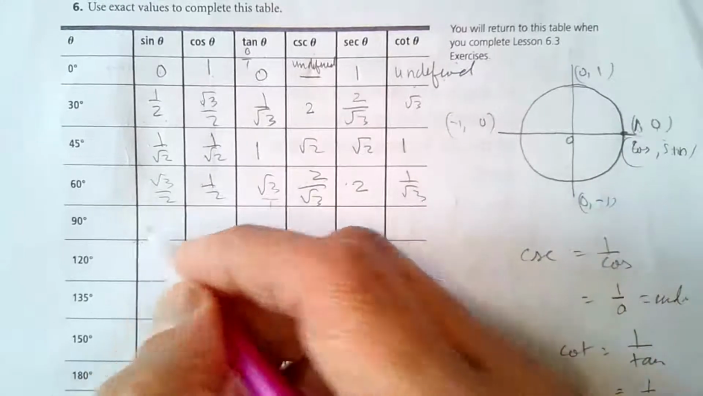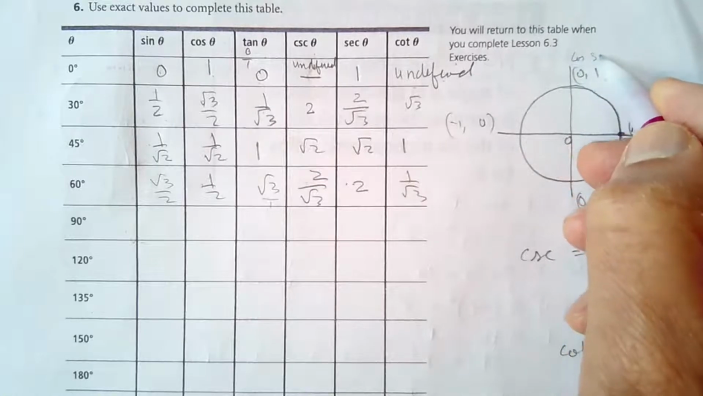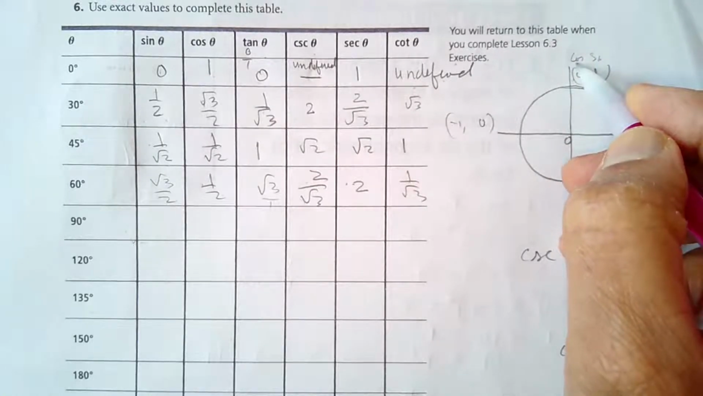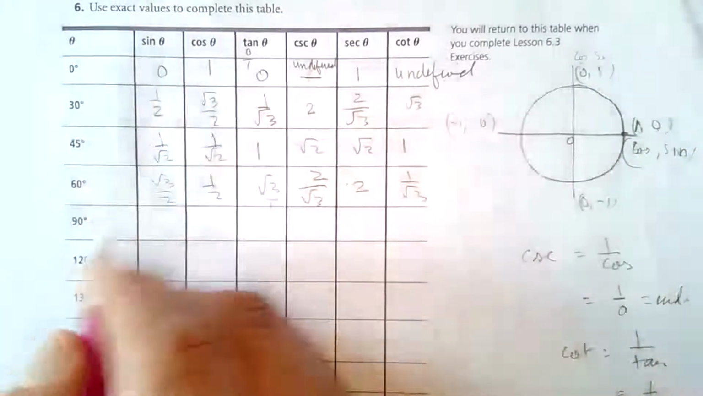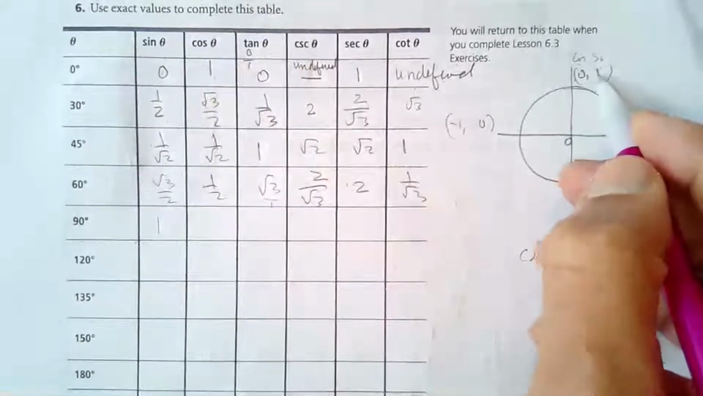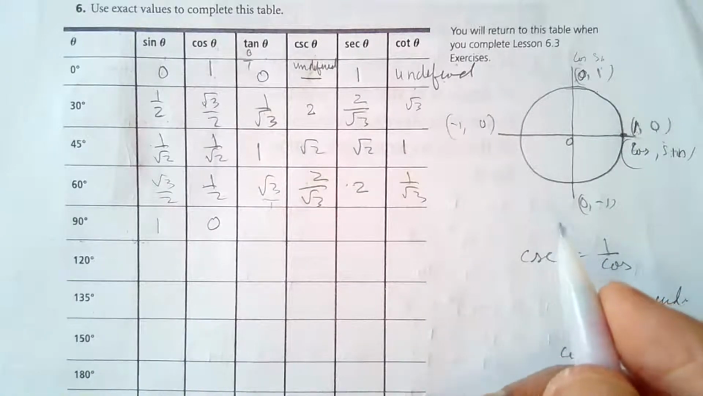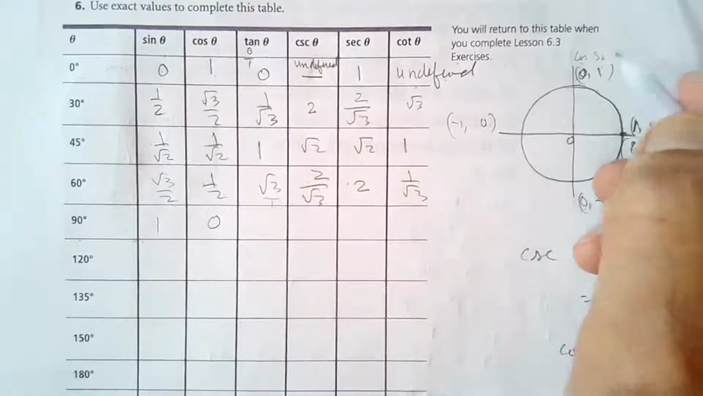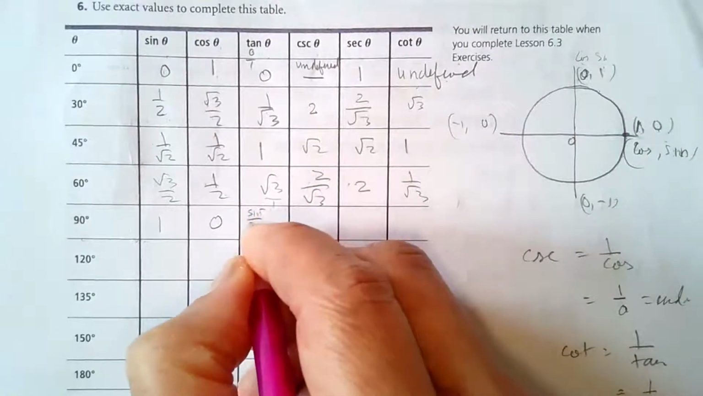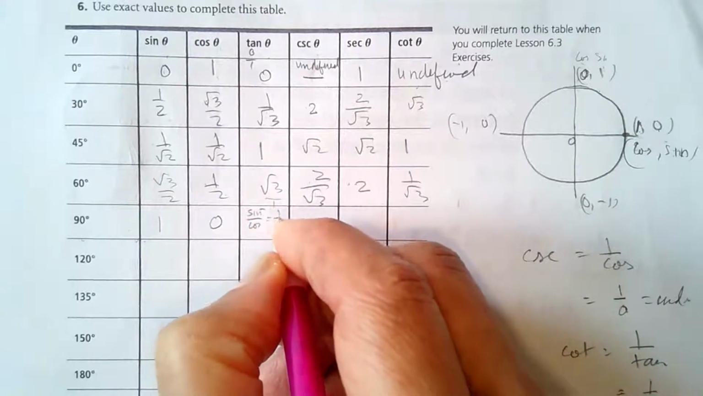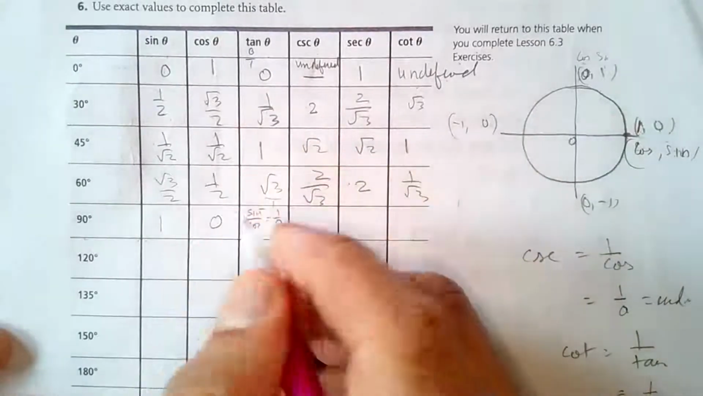Now the last one I like to do now is 90 degrees. And look back here. This is your cos, and this is your sine. So sine of 90 degrees is equal to 1. Cos of 90 degrees is 0. Right. Now tangent, right? Remember, tangent is sine over cos, which is 1 over 0. This is undefined. You cannot divide by 0. So that's why this will be undefined.